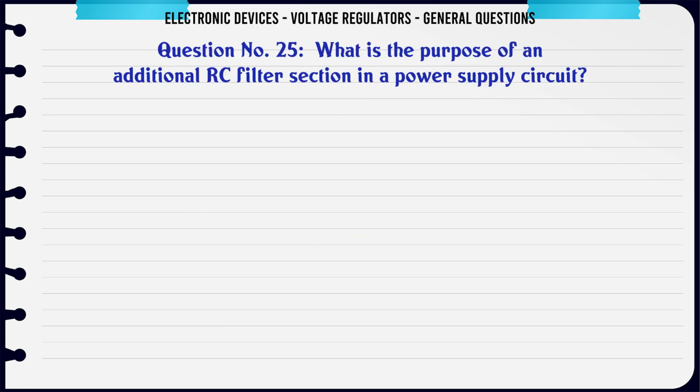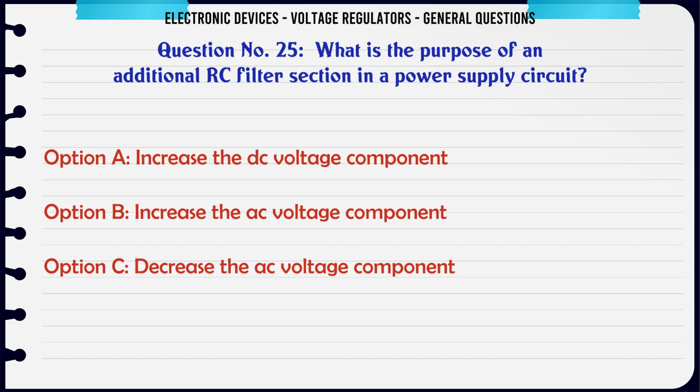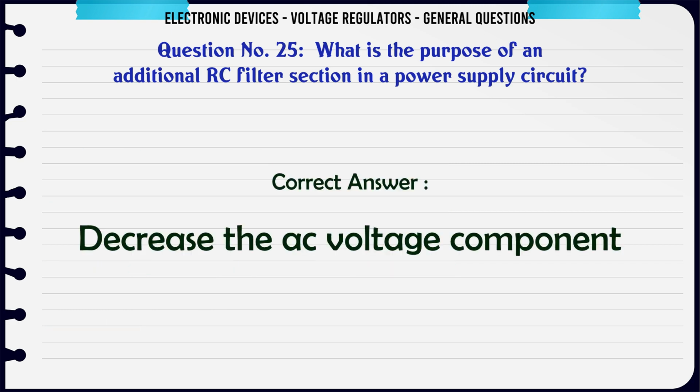What is the purpose of an additional RC filter section in a power supply circuit? A. Increase the DC voltage component, B. Increase the AC voltage component, C. Decrease the AC voltage component, D. None of the above. The correct answer is decrease the AC voltage component.